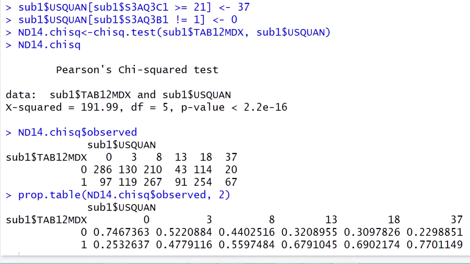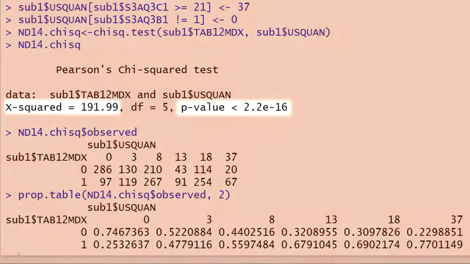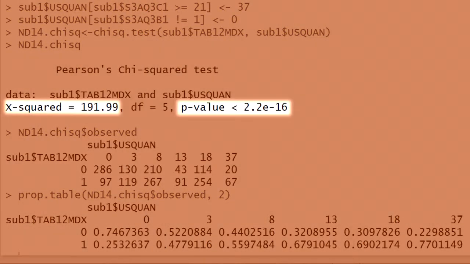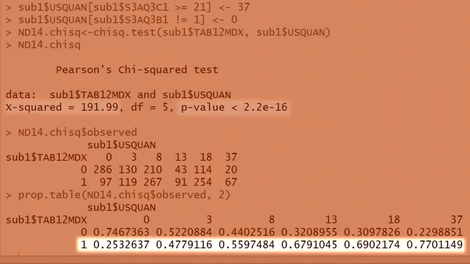As we can see from the large chi-square value and significant p-value, smoking quantity and nicotine dependence are significantly associated. In examining the column percents here of each smoking group with nicotine dependence, we see generally higher rates of nicotine dependence among groups that smoke more. So among non-daily smokers, only 25% are nicotine dependent. Among those smoking 1 to 5 cigarettes per day, indicated by a code of 3, nearly 50% meet criteria for nicotine dependence. Those numbers increase with higher levels of smoking.